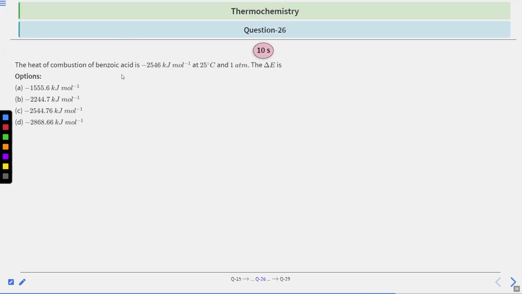Moving to question number 26. The heat of combustion of benzoic acid is minus 2546 kilojoule per mole at 25 degrees Celsius and 1 atmosphere. The del E is? Options are minus 1555.6 kilojoule, minus 2244.7 kilojoule per mole, minus 2544.76 kilojoule per mole, or minus 2868.66 kilojoule per mole. So you have 10 seconds to solve this question. After that, we will see the answer.